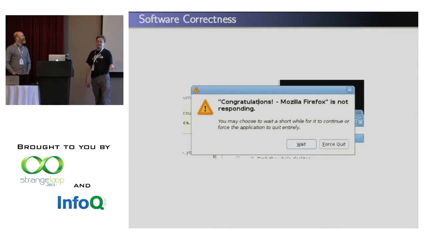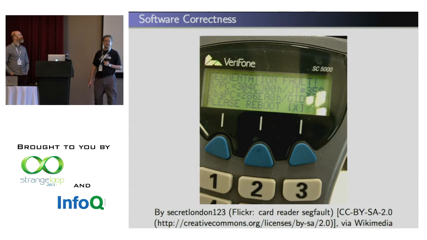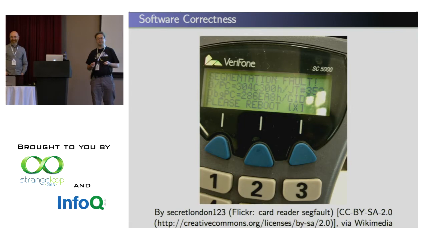This sort of thing might happen if you're out shopping. You put your credit card into the card reader, and you get a segmentation fault. Now, I don't know about you, but if the card reader is seg-faulting, I don't particularly trust it with my credit card data. So what do you do when these things happen?